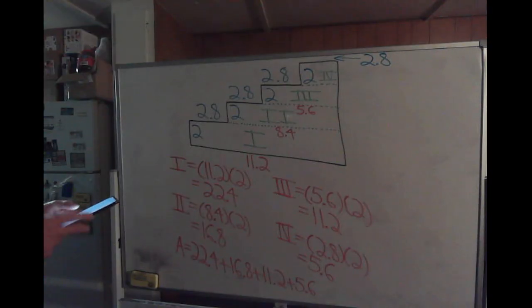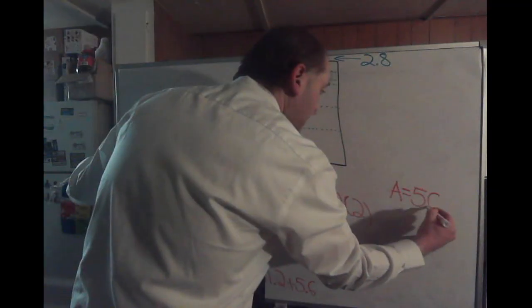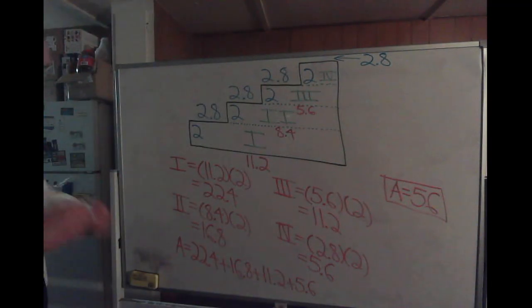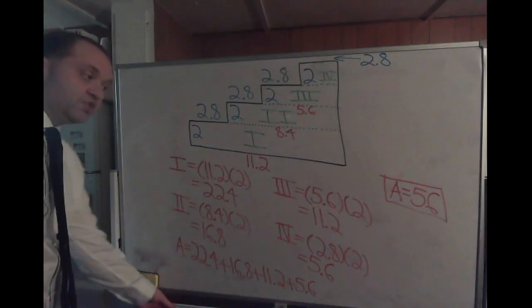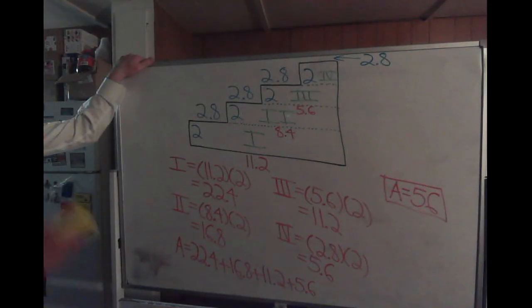So let's go ahead and add all these up. 22.4 plus 16.8 plus 11.2 plus 5.6. Area would be equal to 56 square units. So the area equals 56 in this case. It would be 56 square units when you add all those regions together. That's the area addition postulate at work for you.